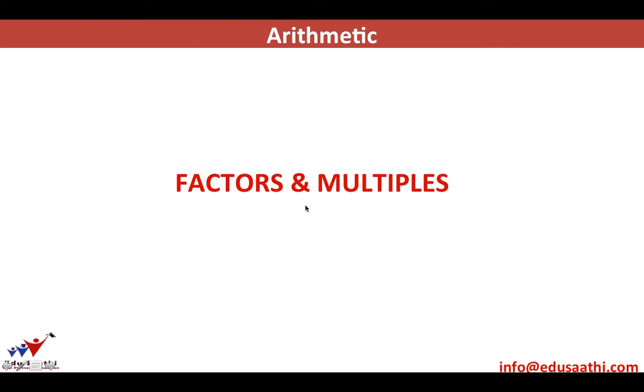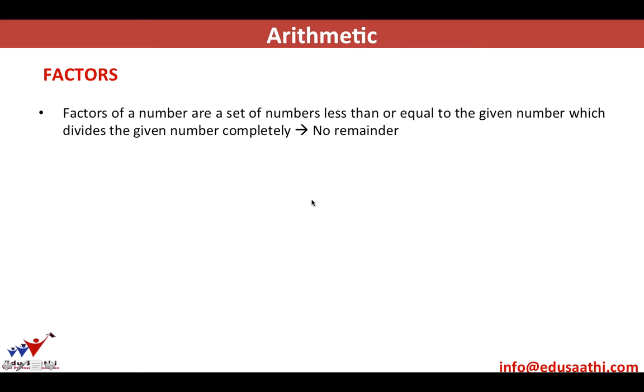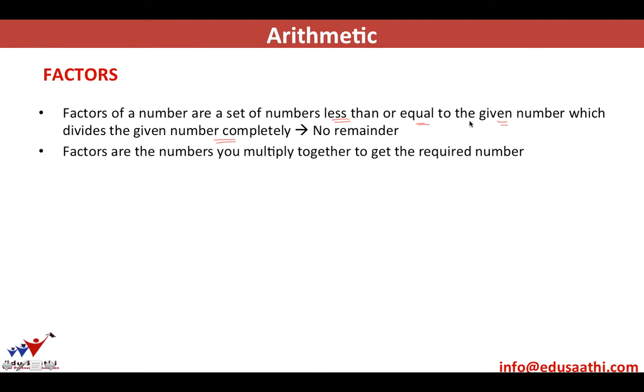Let's move ahead and let's talk about factors and multiples. Let's study factors first. Factors of a given number are a set of numbers which are less than or equal to the given number which divides the given number completely. So any number smaller than the given number which divides it completely is a factor. A factor leaves no remainder. Very, very important thing. A factor would never leave a remainder. Factors are the numbers that you multiply together to get the required number.